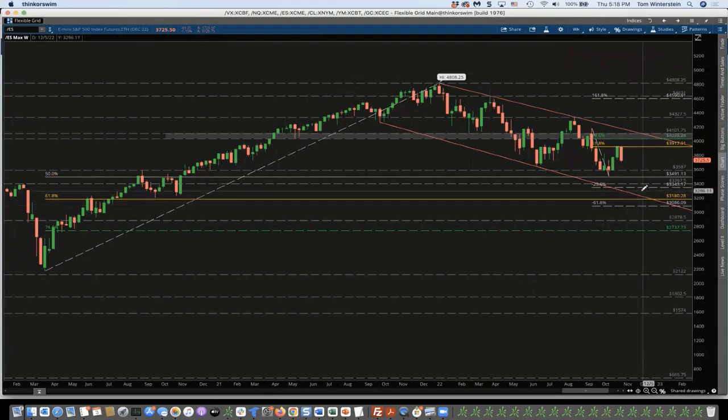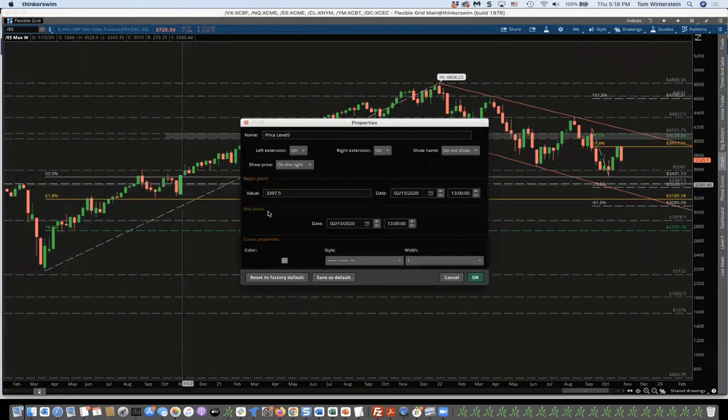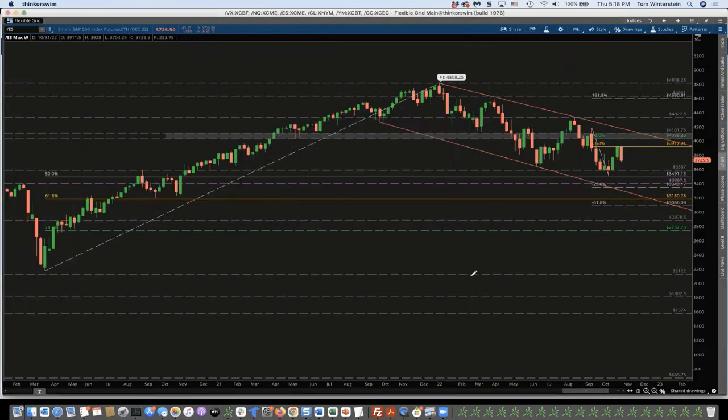Technically speaking, we can get down to this level, and I'll put this in purple so we can see it. That was when the pandemic hit and we just dropped. That's a pretty big line in the sand. So we can get down here around the big round number, 3,400. It's not going to surprise me if we get down to 3,180, because these are some levels of interest. We've got some profit targets down here.